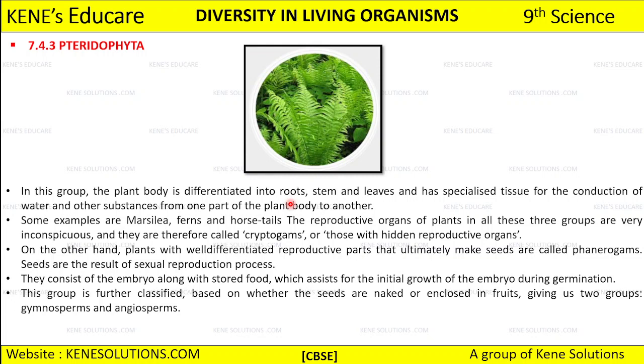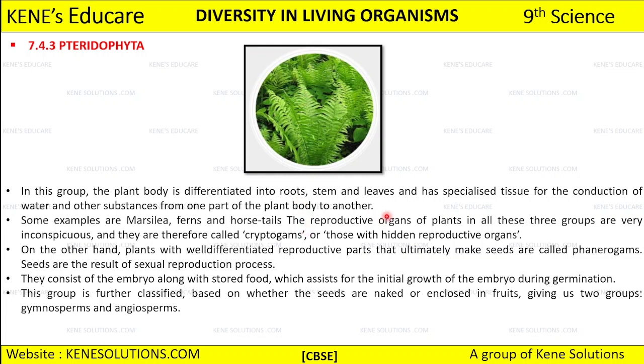Now we have seen Thallophyta and Bryophyta. There the plants were not that much differentiated, right? But here the plants are well differentiated into root, stem and leaves, and they also have xylem and phloem, so that they can conduct the water and food from one part of the plant to another, right? Some examples of the plants which come under Pteridophyta are Marsilea, ferns and horsetail. The diagram that you can see is of the fern. Fern is one of the best examples that comes under Pteridophyta.